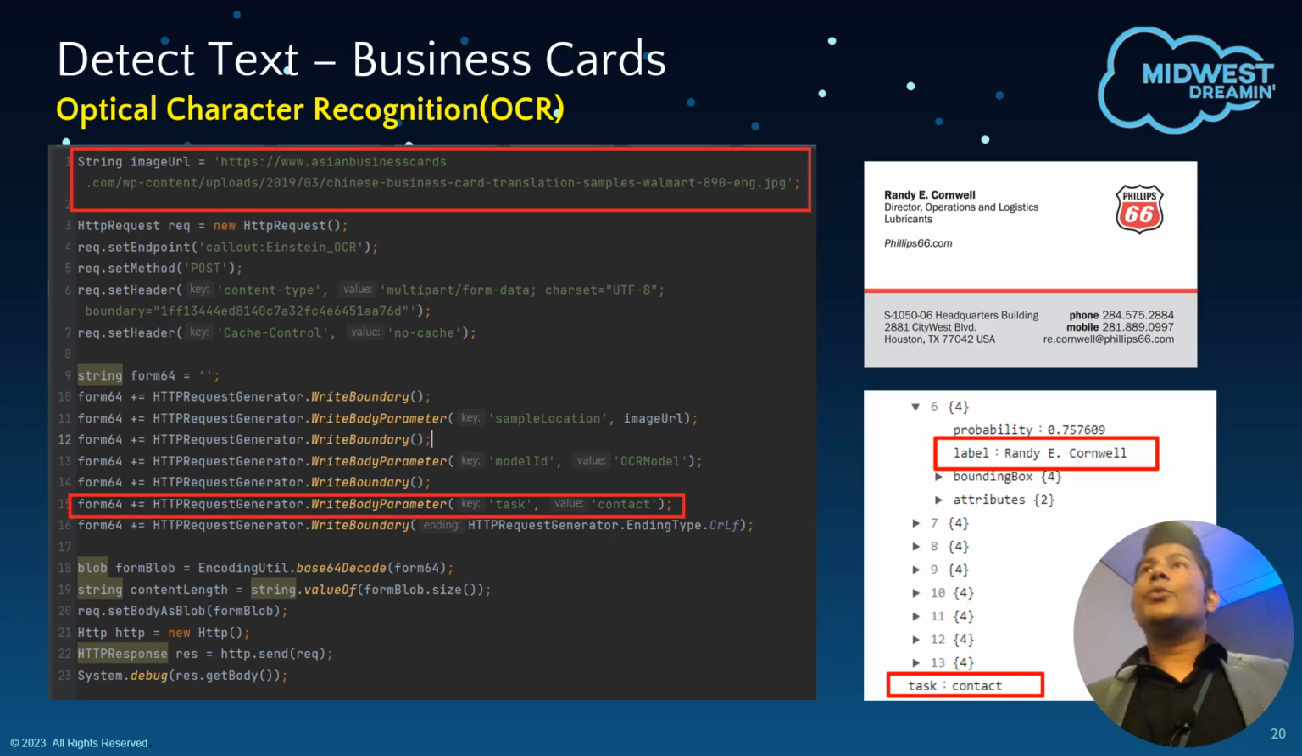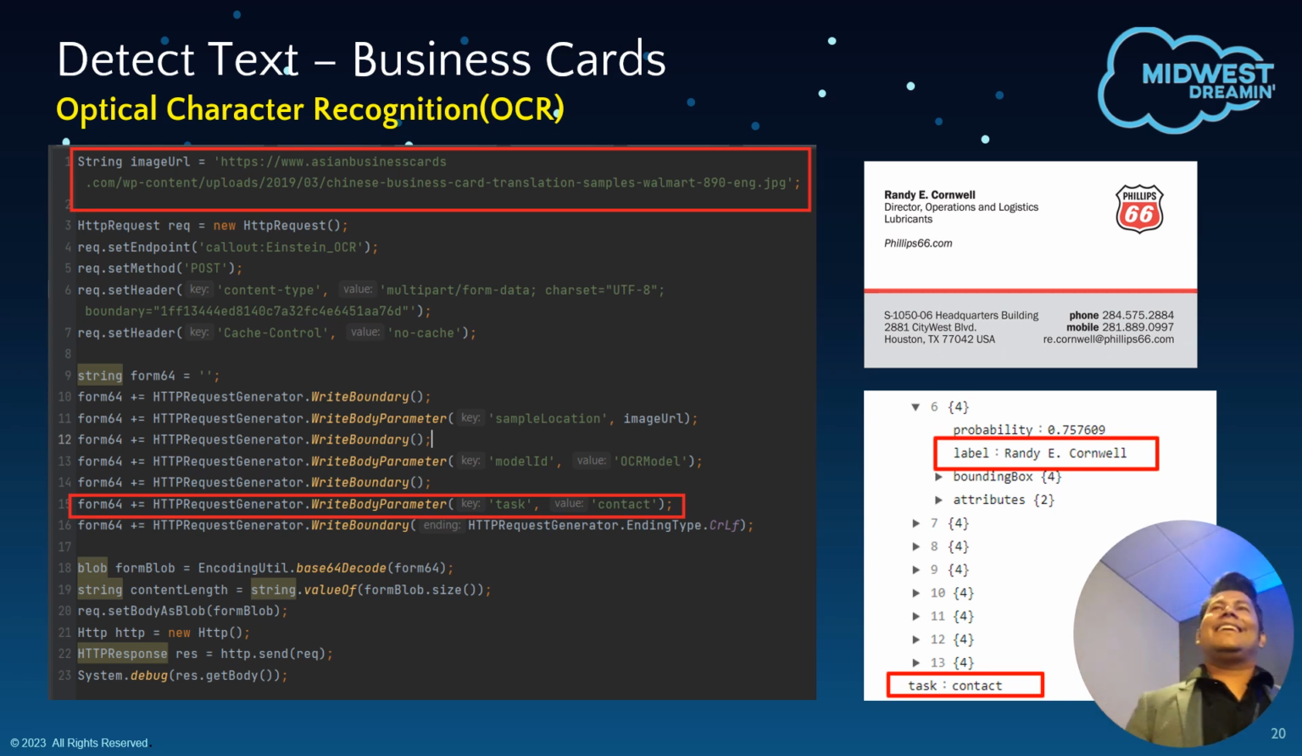Then you can do it with business cards. Suppose you want to scan this particular business card. You provide the image URL, and at the bottom, for the task, you just provide contact. Once you hit that, Salesforce knows that this is a contact you want to use. So it provides the JSON response as contact, and then it provides the label. Over here the label is Randy.